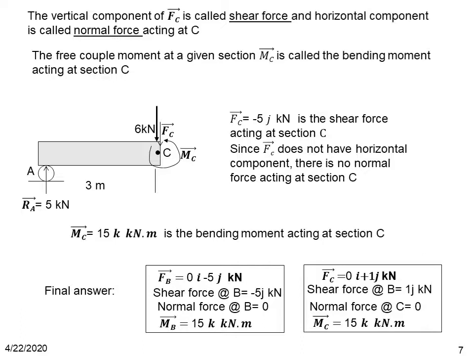So the final answer is at a given cross section B, the shear force is minus 5J and the normal force is 0 and the bending moment is 15K. And at a different location C, the shear force is 1J kilonewton. Normal force is 0 because it has 0 I component and the bending moment is 15K.